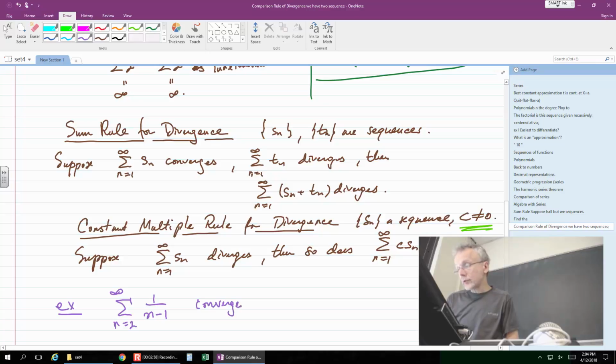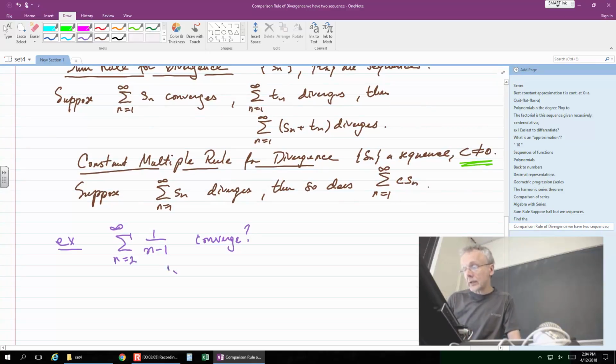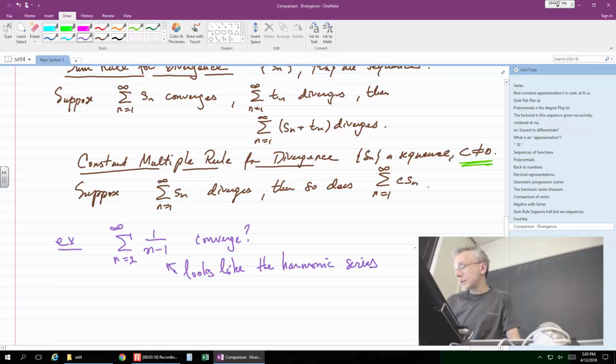The answer is to try to compare it to some familiar series. We don't have too many right now, but the observation you should make here is that it looks like the harmonic series, the sum of 1 over n. Then you might ask yourself, is there any algebra there?